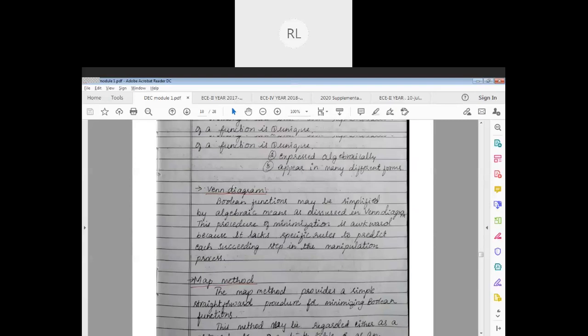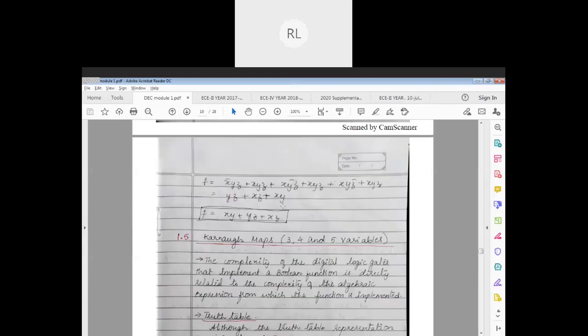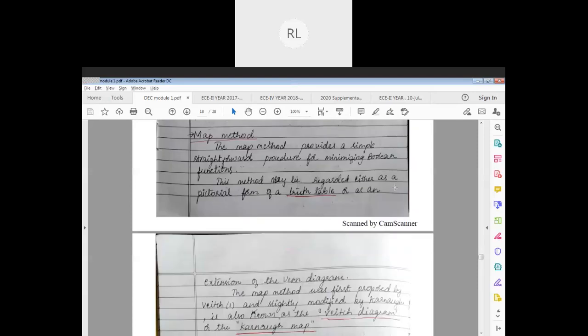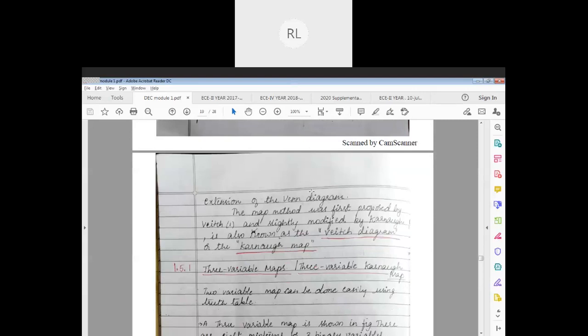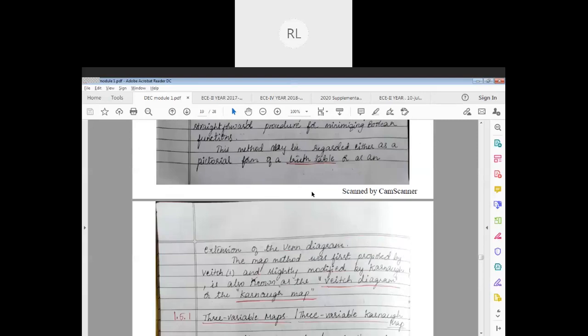So we are using these maps for minimizing functions. What do you understand by minimizing functions? I have a larger equation and I am minimizing it using the algebraic way, but this same equation can be reduced using the map method. That is what I'm trying to say here. This method may be regarded either as a pictorial form of truth table or as an extension of Venn diagram. So it is a combination of truth table and Venn diagram.